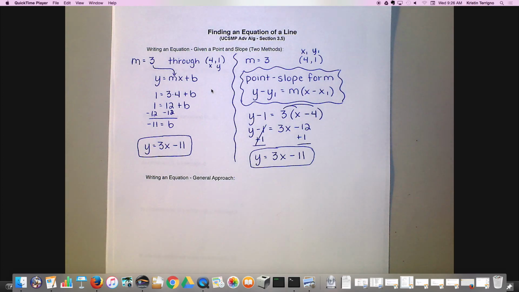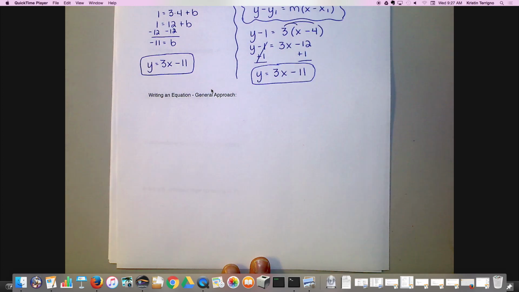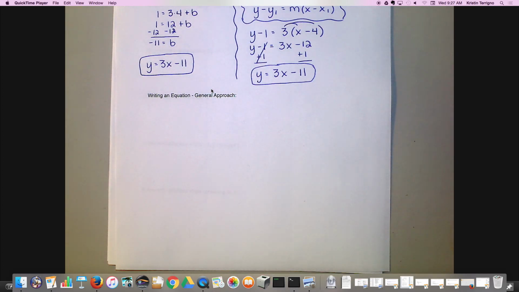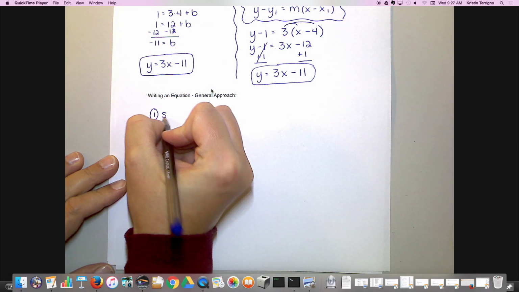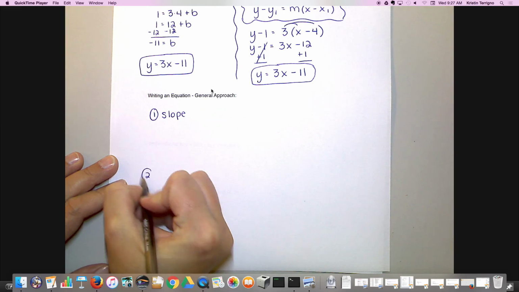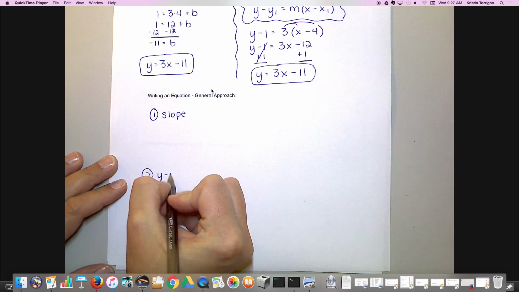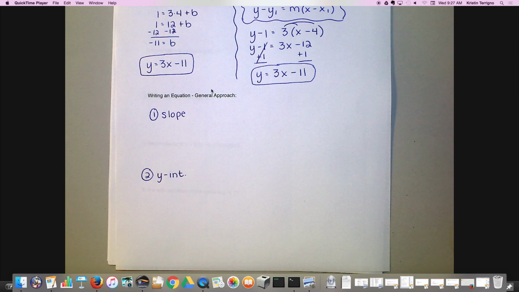Okay, so now that we've kind of looked at that method, I want to talk about in general, what do we need to be able to write the equation for a line? Well, what 2 pieces do we need if we're going to use mx plus b? Slope and y-intercept, right? So down here, we're going to just write slope and y-intercept. Okay, those are the 2 things we need to kind of keep our focus on anytime I'm asked to write an equation for a line. Okay?